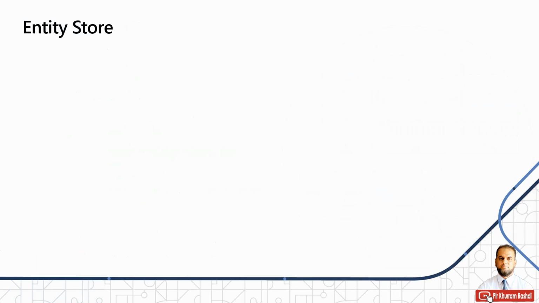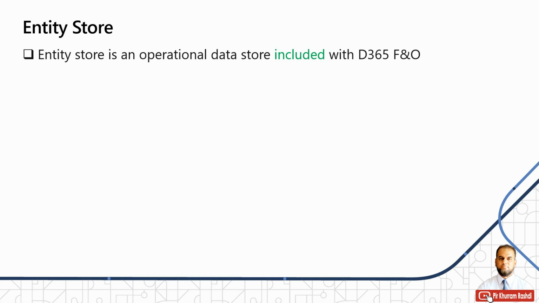Okay, so we'll start the next topic, which is about the entity store. So what is entity store? Entity store is an operational data store included with D365 F&O. If you know the topic of OLTP and OLAP, if you have studied a data warehousing course, you will see there is OLTP, which is a transactional database, and there is OLAP, an online analytical processing DB.